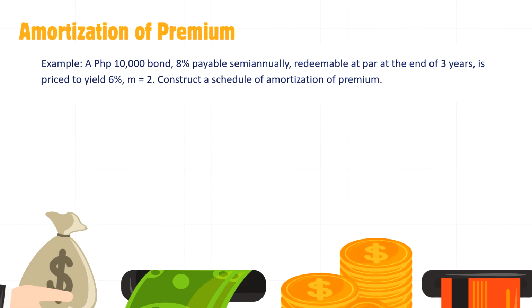Now, let's have an example for amortization of premium. The problem is a 10,000 pesos bond, 8% payable semi-annually, redeemable at par at the end of 3 years, is priced to yield 6% semi-annually because M is equal to 2. Construct a schedule of amortization of premium.